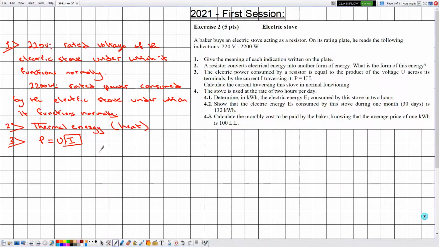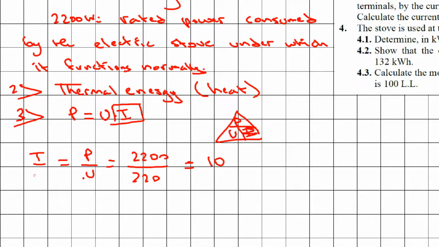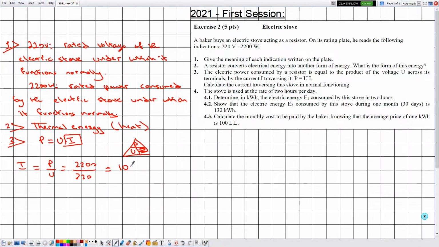We are interested in determining the value of I, then let's construct the triangle. Here, because we have multiplied, then P will be at the top, U and I at the bottom, covering I, then I is given by P divided by U. Now the value of P is given by 2200 and the value of U is given by 220. Plugging this on the calculator, then the value of I is given by 10. Since both P and U are in the SI, then the value of I will be in the SI, which is amperes. Then the value of the current I is given by 10 amperes.